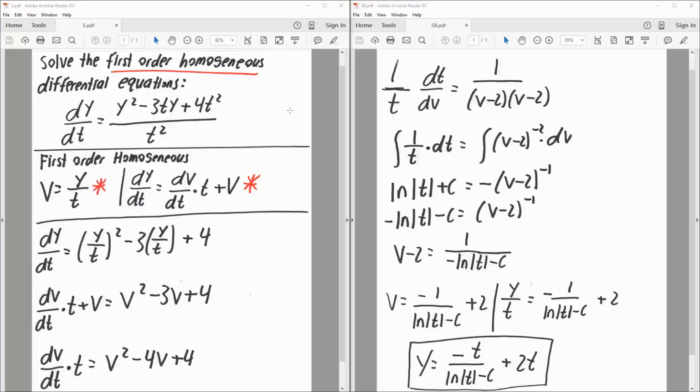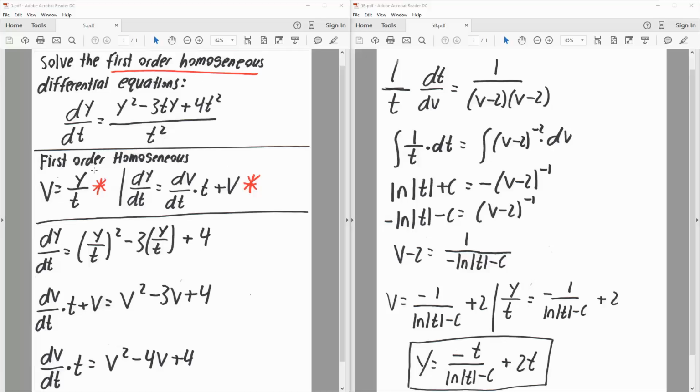Okay, in this video we will solve a first order homogeneous differential equation problem. We have dy divided by dt is equal to (y squared minus 3t times y plus 4t squared) divided by t squared. And we'll solve this using the first order homogeneous method.